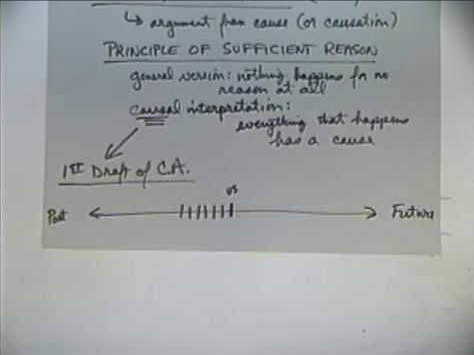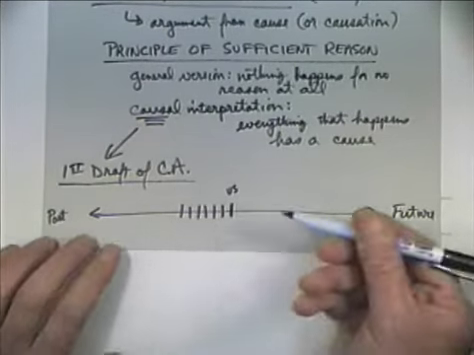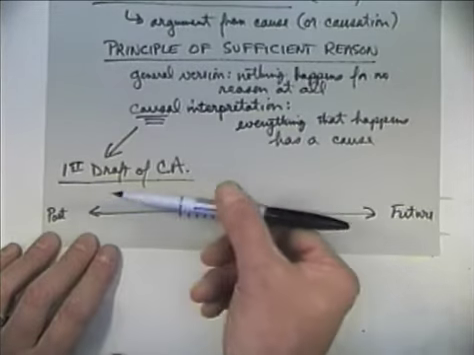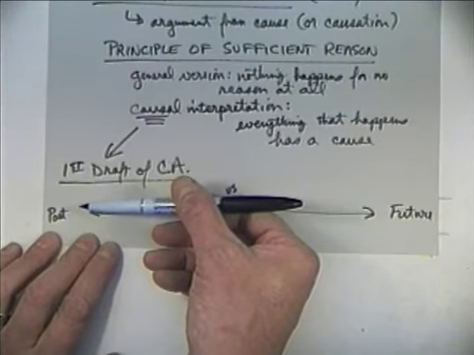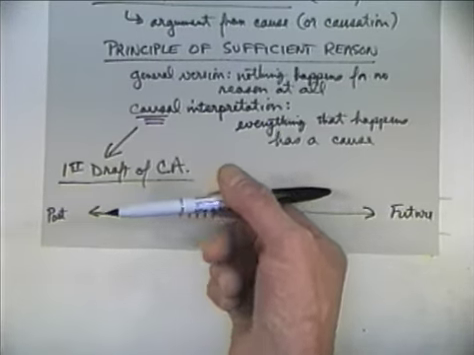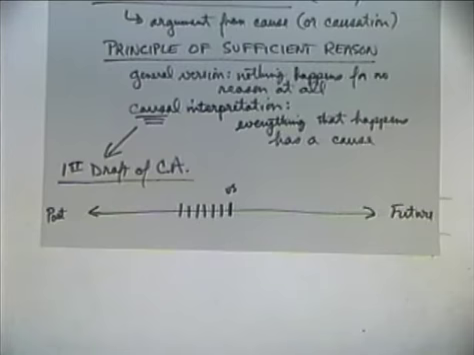Now, the problem here is this, and this is a problem for the first draft anyway. We can think about this past-going sequence of causes in one of two ways. There's only two logical possibilities. Either it keeps going back infinitely with no beginning, right? Or it has a beginning.